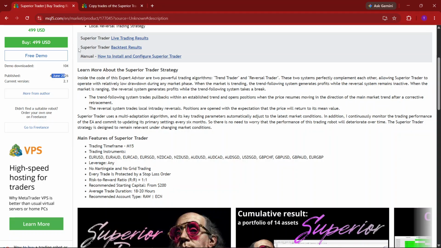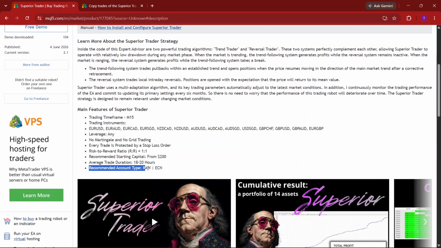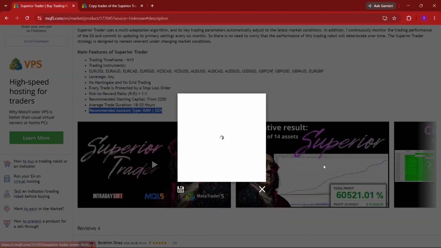Now let's move over to the marketed features and settings. The recommended time frame is M15, and you can use it on multiple instruments, but mainly it's used on the EURUSD for the backtest. Leverage any, no martingale and no grid trading. And recommended starting capital of $200. Consider the average trade duration I was telling you about, with a recommended account type of raw or ECN.